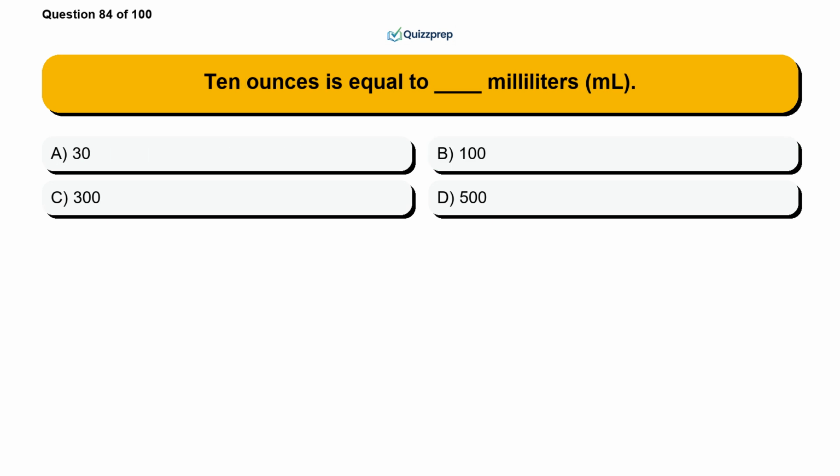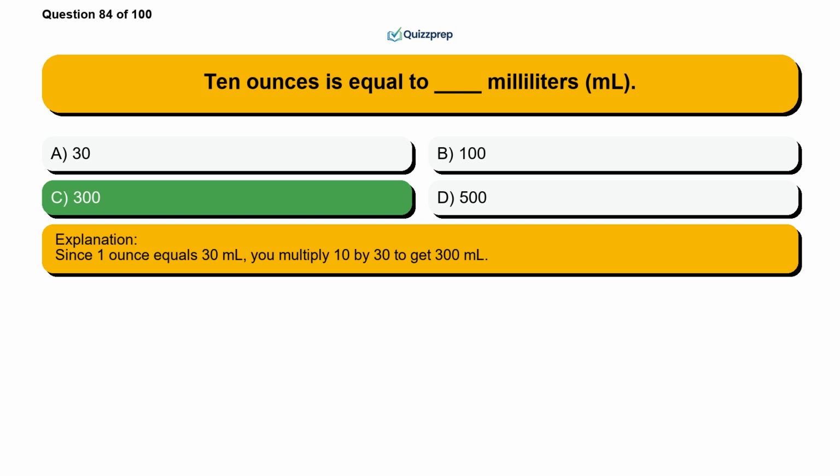Question 84. 10 ounces is equal to blank milliliters, ml. Option A, 30. Option B, 100. Option C, 300. Option D, 500. The correct answer is option C, 300. Since 1 ounce equals 30 ml, you multiply 10 by 30 to get 300 ml.